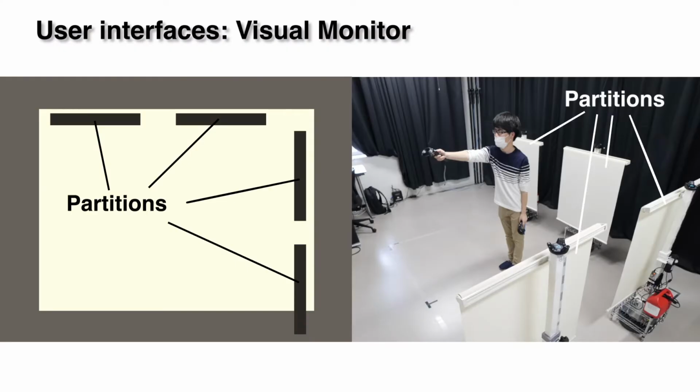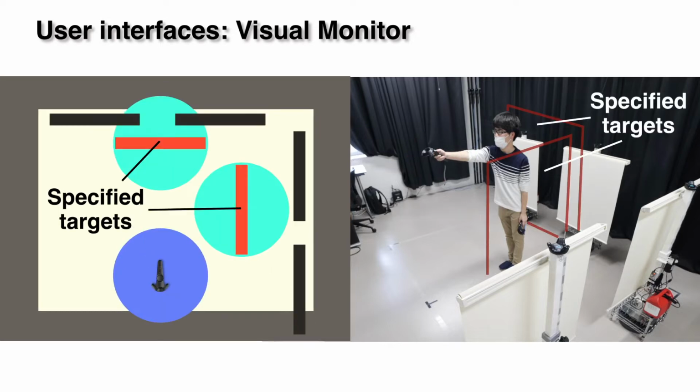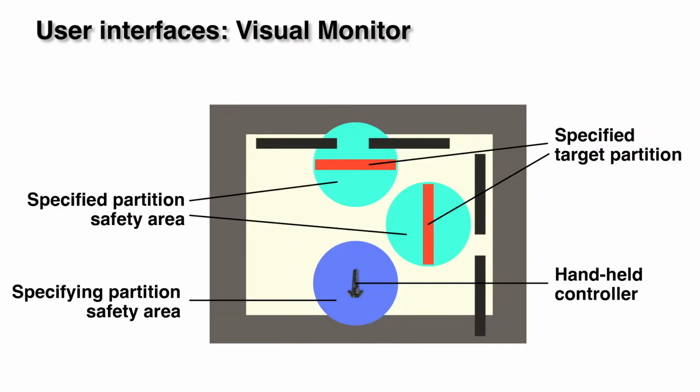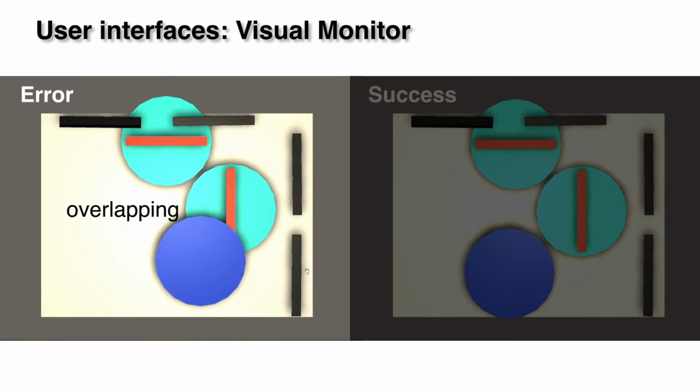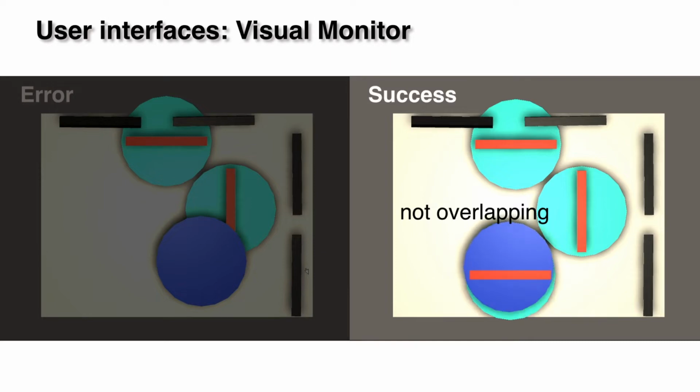In the visual monitor, we show the position of partitions, controller, and specified targets. The light and dark blue circles indicate each individual safety area when partitions rotate. An error sound alert is played when the controller's target candidate area overlaps other target safety areas, whereas an accepted sound alert indicates a successful assignment.